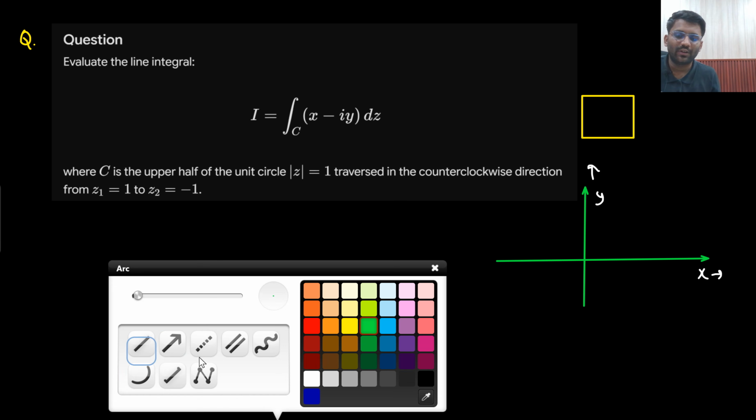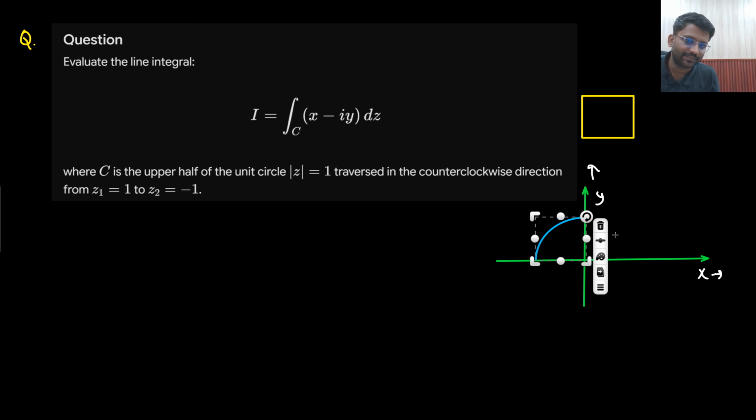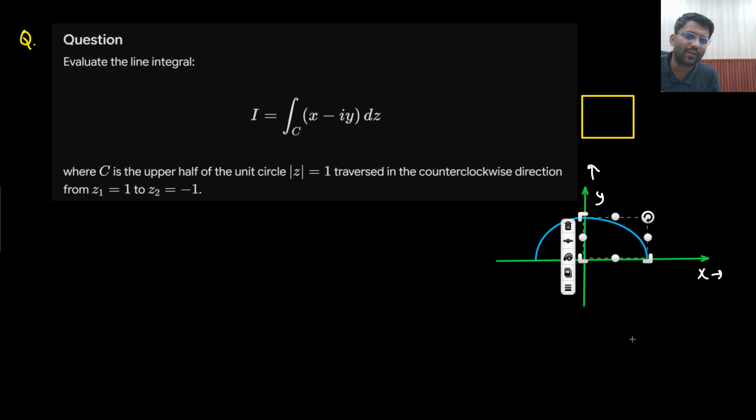So what is the upper half of the unity circle? Upper half of the unity circle will be this one. And how you are moving? You are moving counterclockwise. That means from 1 to minus 1. This is your z equals 1 and this is your z equals minus 1. So from 1 to minus 1, you are moving counterclockwise. This is how you are moving on this curve C.